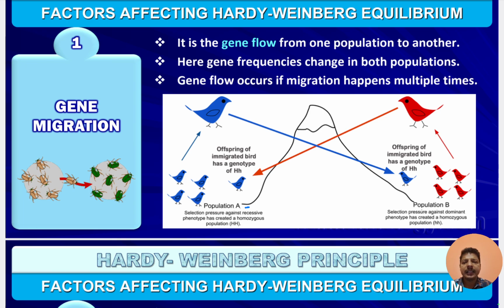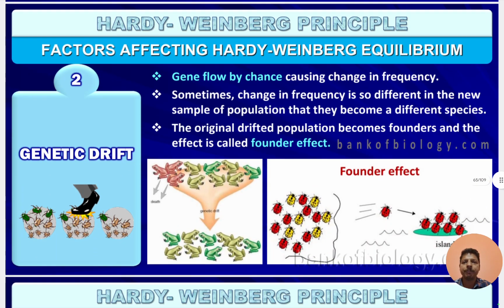Population A: selection pressure against the recessive phenotype has created a homozygous population, capital N, small h. Here population B is there. Selection pressure against the dominant phenotype has created a homozygous population, small h, where the offspring of the immigrated bird has genotype H and H. As you can see, this bird comes to this area. Okay, migrated. This bird goes to this area. So their genotype is changed, and it affects the Hardy-Weinberg equilibrium.